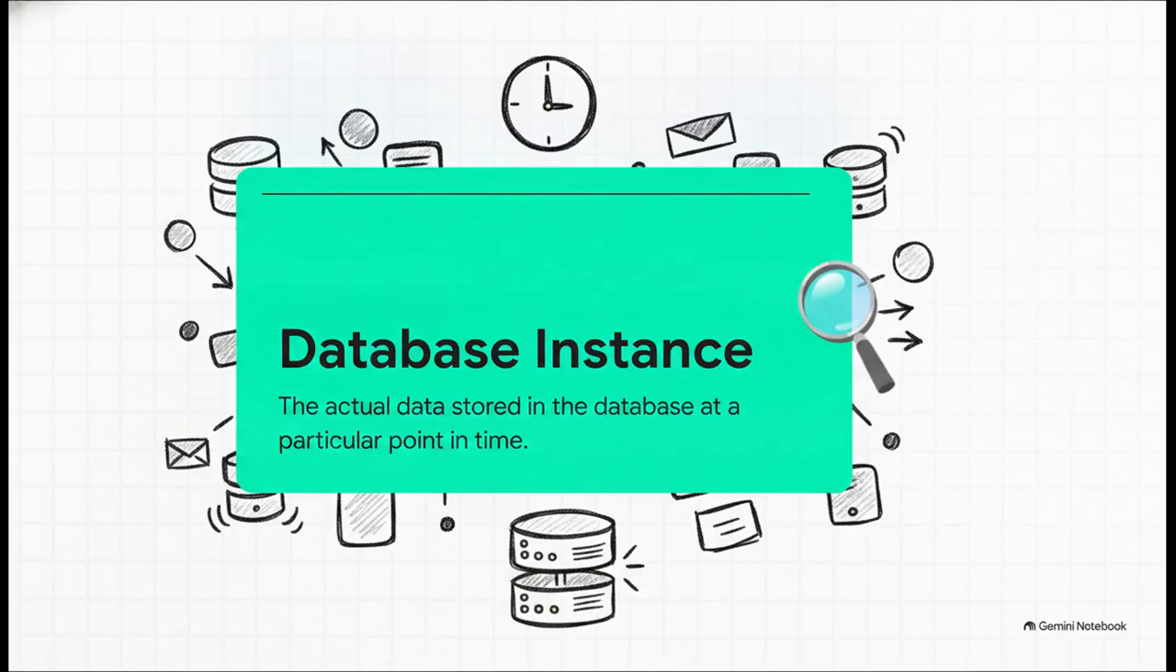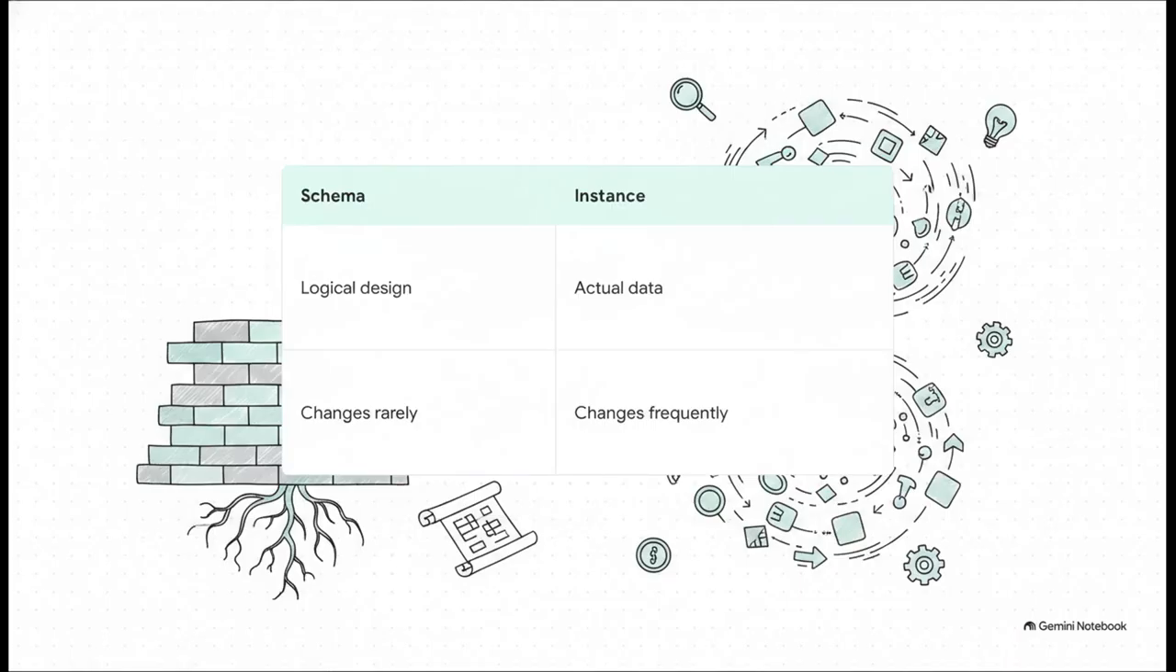An instance is the actual live data stored in the database at a very specific point in time. It's a real-time snapshot of the breathing reality occupying that structure right at this exact second. When you weigh them side by side, the distinction is crystal clear. The schema is the logical design, and it rarely changes. I mean, you don't tear down the foundational walls of your database every Tuesday, right? The instance, however, is the actual data, and it changes frequently, constantly morphing and updating with every single new piece of information that gets entered into the system.